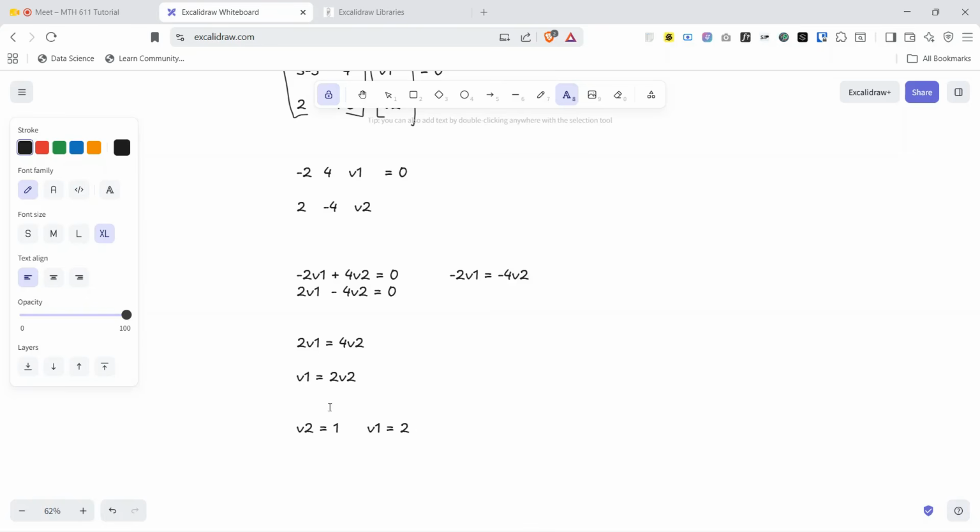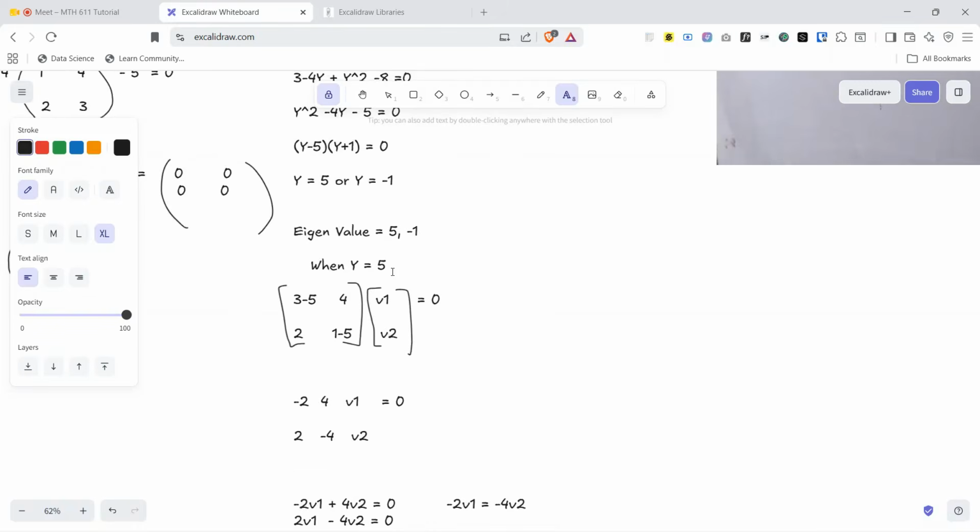So we are going to make an assumption that v2 equals 1. So if v2 equals 1, our v1 will be equal to 2. That's for when lambda equals 5.